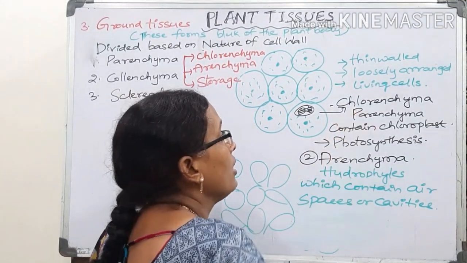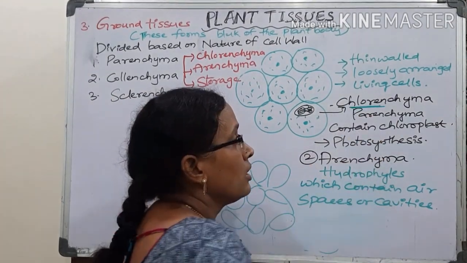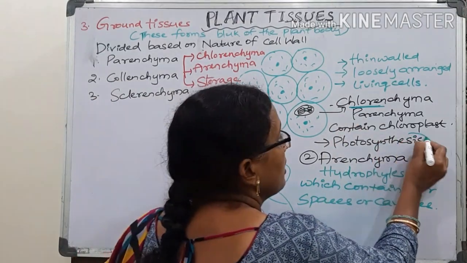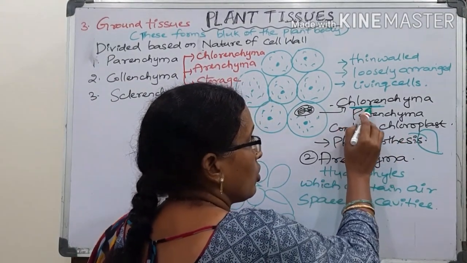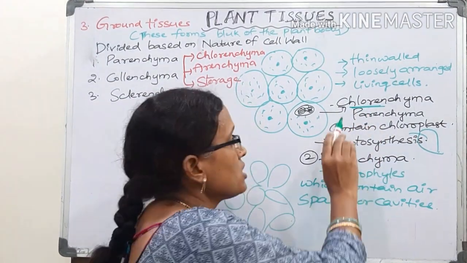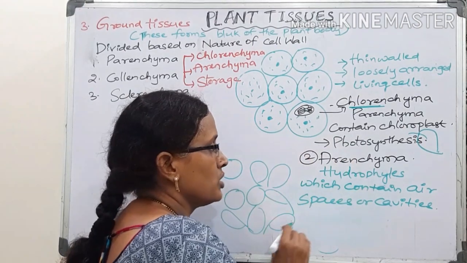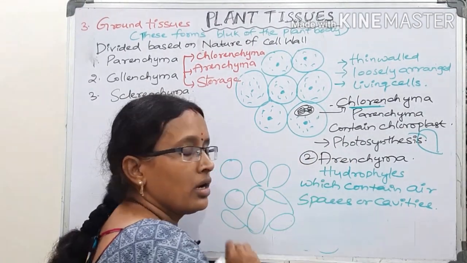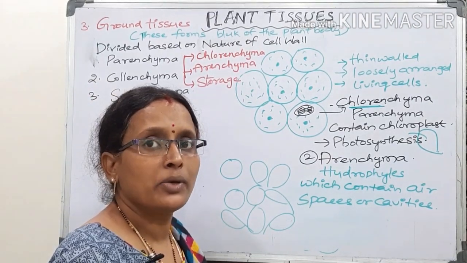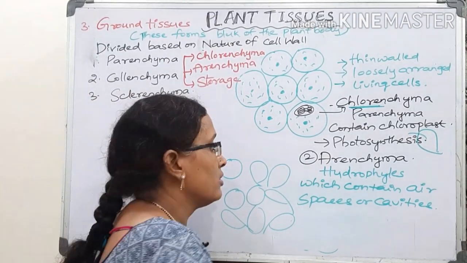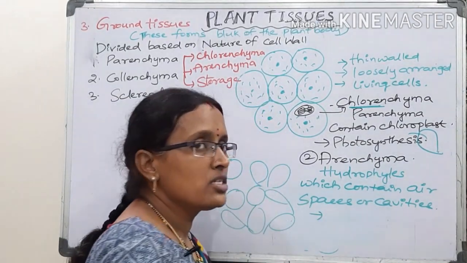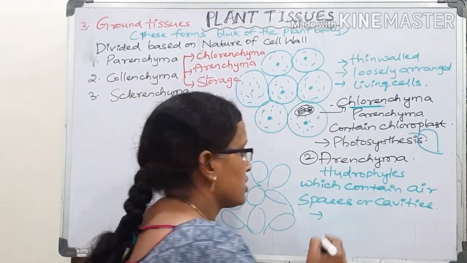Chlorenchyma: chloro means chlorophyll, which is present in the leaves. The parenchyma which contains chlorophyll is known as chlorenchyma, and its function is photosynthesis. Aerenchyma is the parenchyma which is very loosely arranged with air spaces, and its function is to help buoyancy. Buoyancy means they can easily float on the water surface.